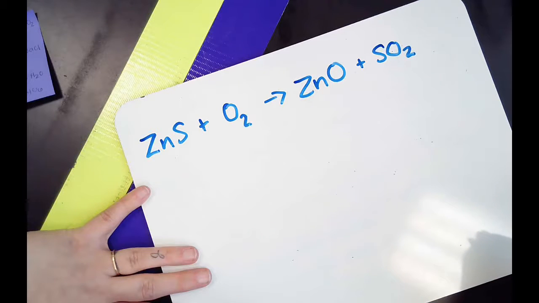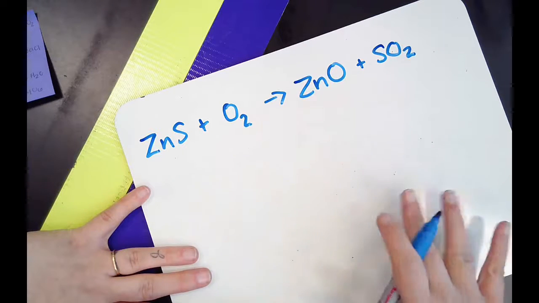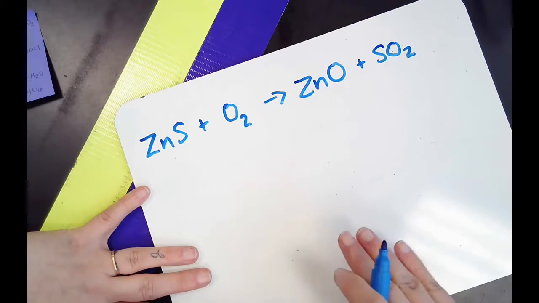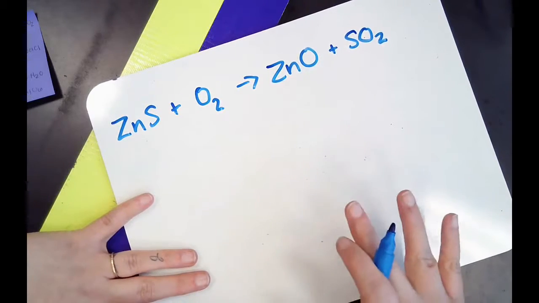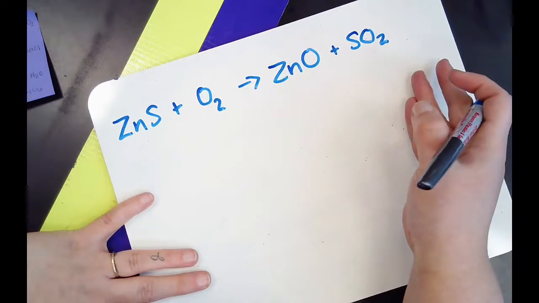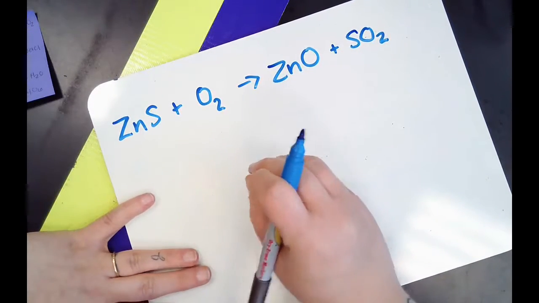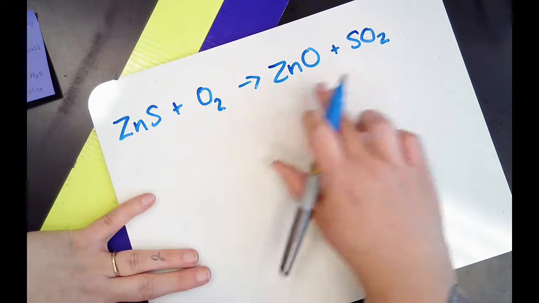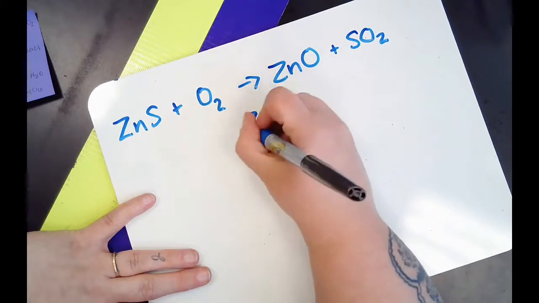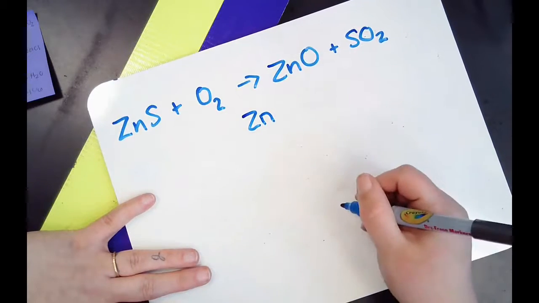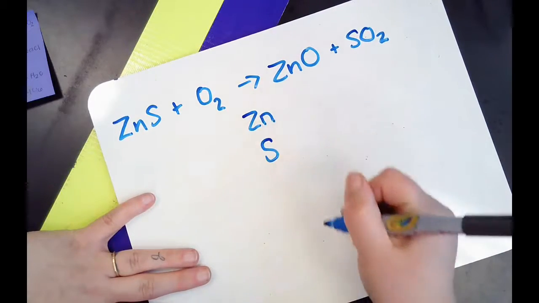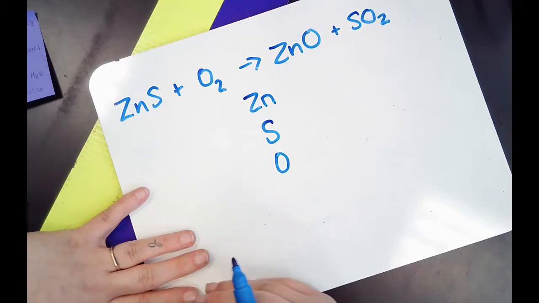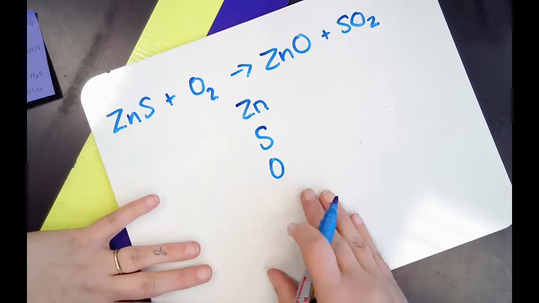Okay, so we need to balance this equation. We're going to do the same thing that we did in our previous equation. That equation was very simple. This one is a little bit more complicated. We've got more atoms, more compounds, but we use the same process. The first thing I'm going to do is list the atoms that are in the equation. Okay, I have zinc, I have sulfur, and I have oxygen. Those are the three kinds of atoms that are found in this equation.